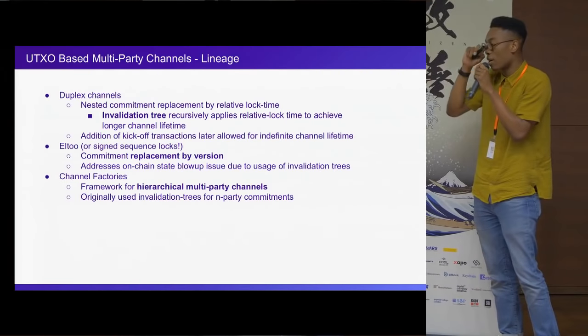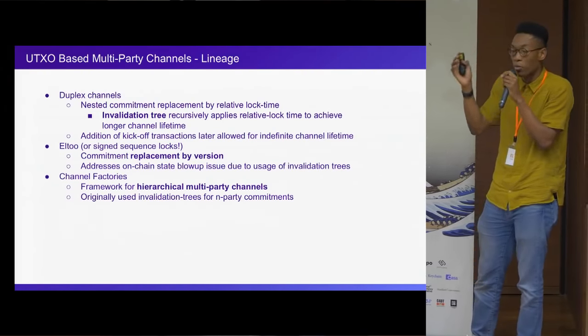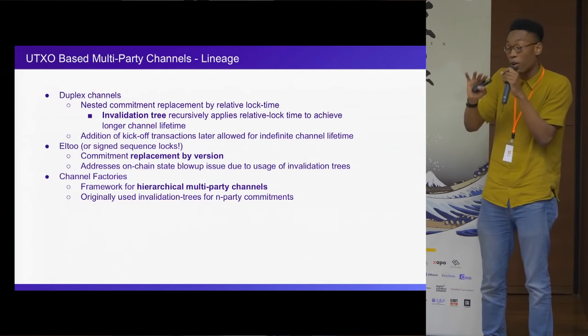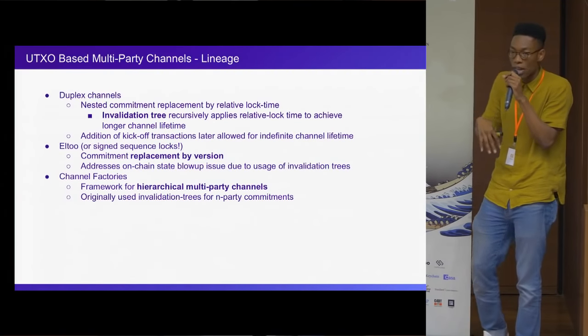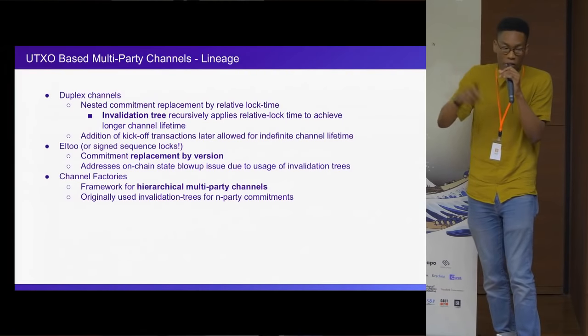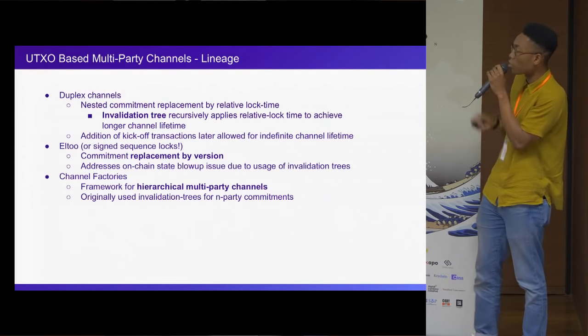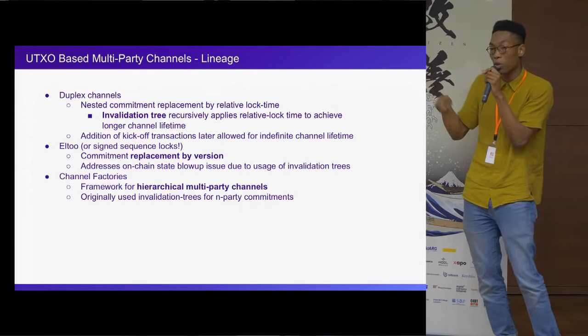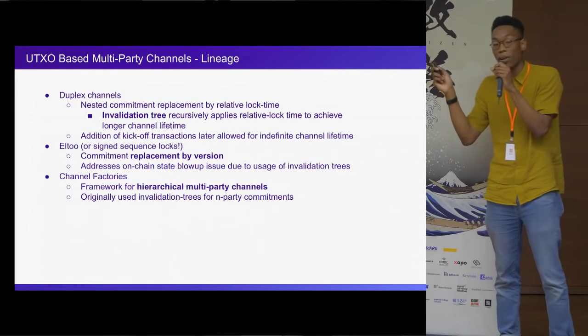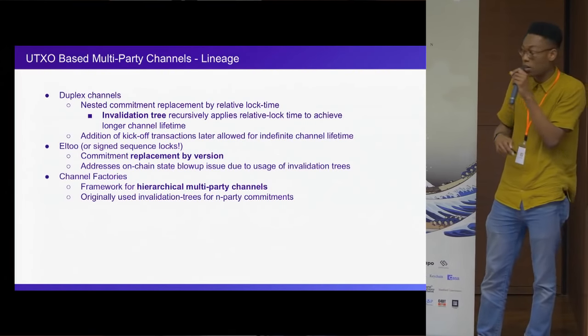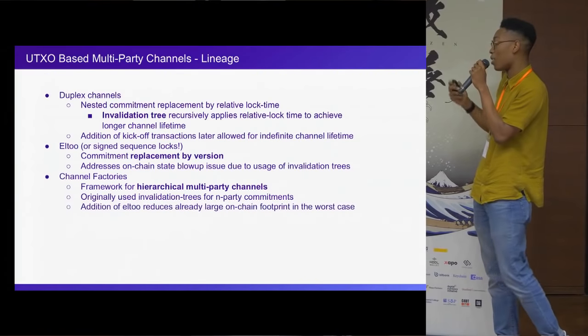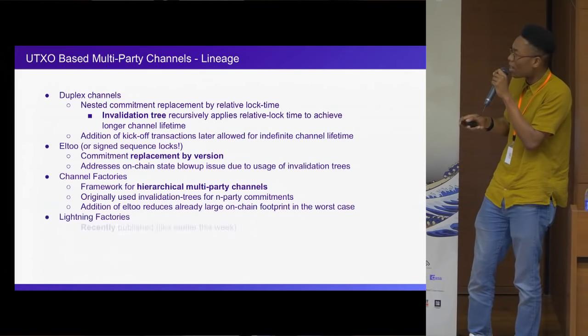So originally, channel factories were a framework for hierarchical channels within the UTXO model. You basically have a series of commitment transactions, kind of like a tree. You can have a bunch of different commitments off of that. Originally this used invalidation trees for these n-party commitments, but now we can use L2, which is really cool because we can simplify it a lot and eliminate a lot of on-chain state blow-up and do things in a different fashion instead.